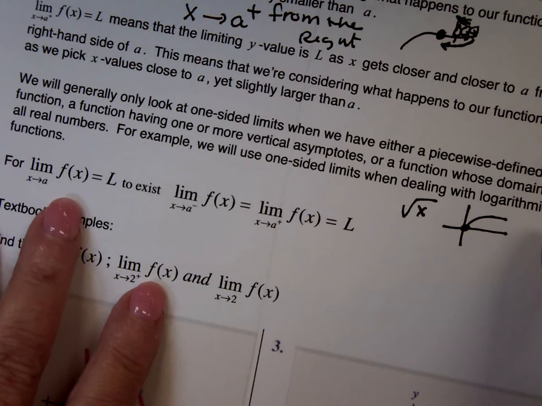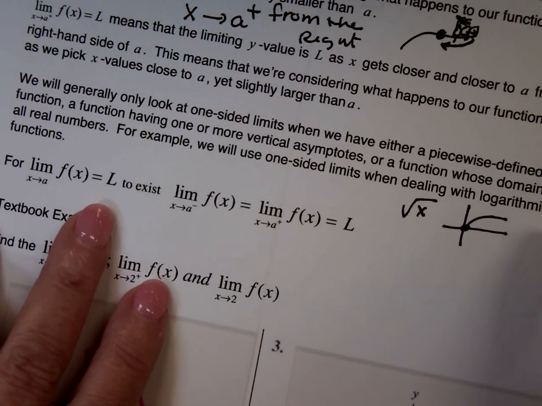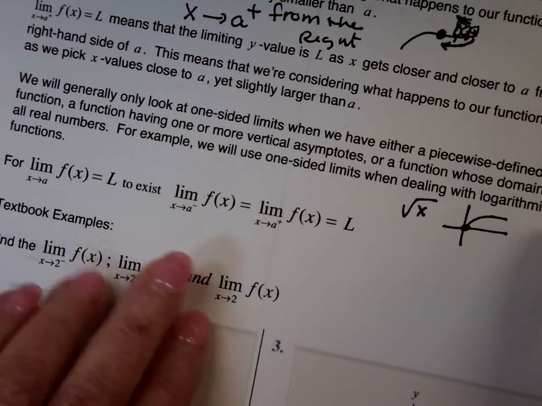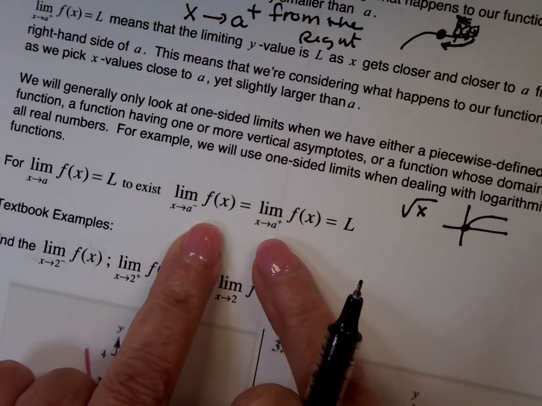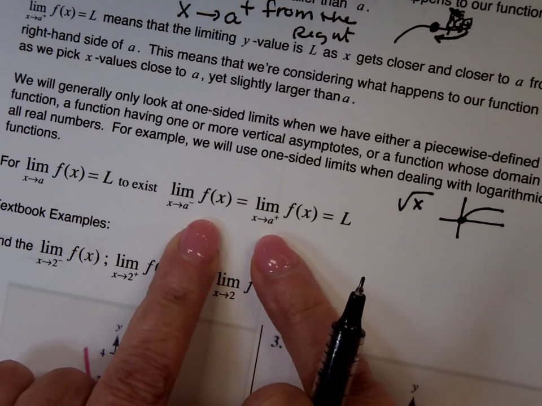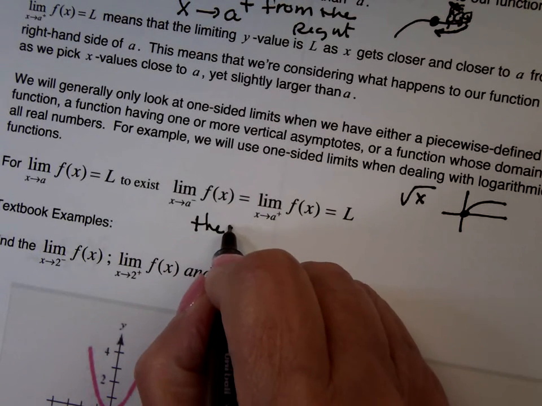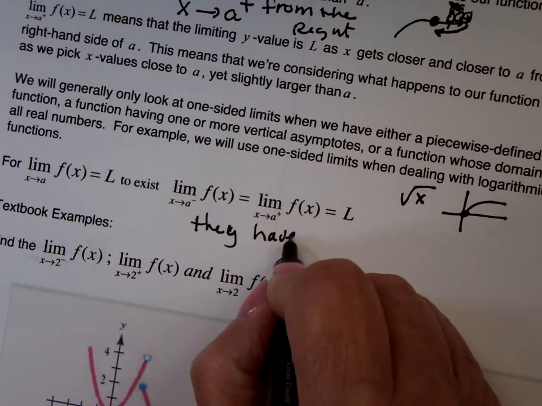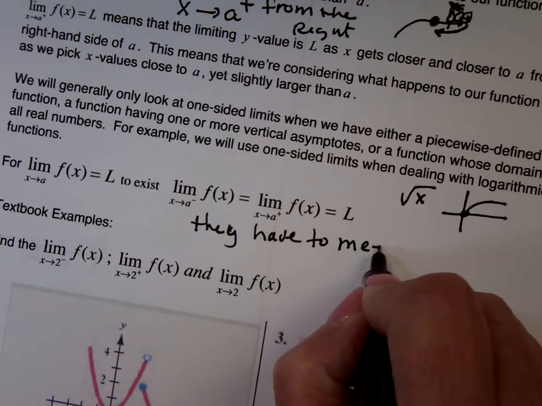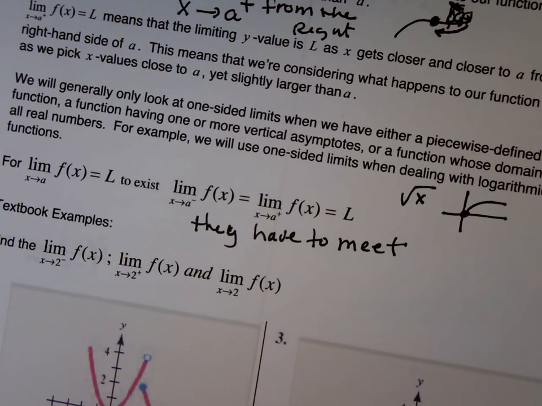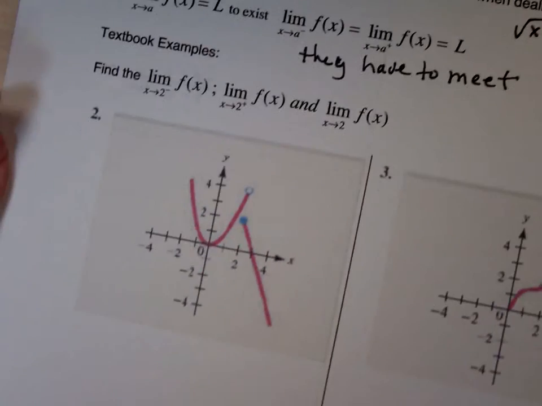So for the limit as x approaches a to be equal to L, to exist, the limit from the left and the limit from the right have to be the same thing. That means they have to meet. Limit from the left, limit from the right, they have to meet for the limit to exist. That means I've got two going for me. So here we go to the graph.